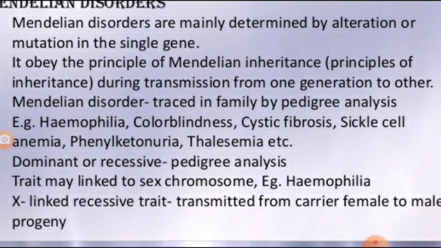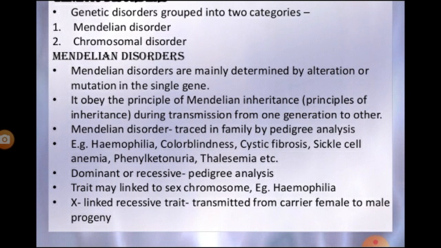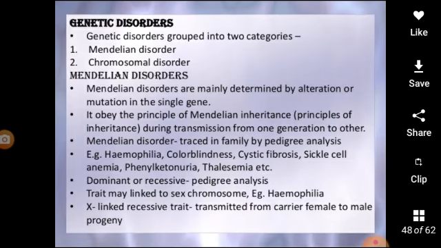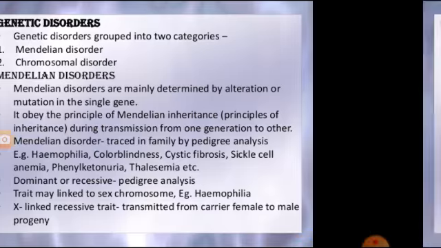Some common examples of Mendelian disorders are hemophilia, color blindness, cystic fibrosis, sickle cell anemia, phenylketonuria, thalassemia, etc. Pedigree analysis can also give you an idea about dominant and recessive traits, and whether a trait is linked to a chromosome, especially the sex chromosome, and it helps in the study of various Mendelian disorders.